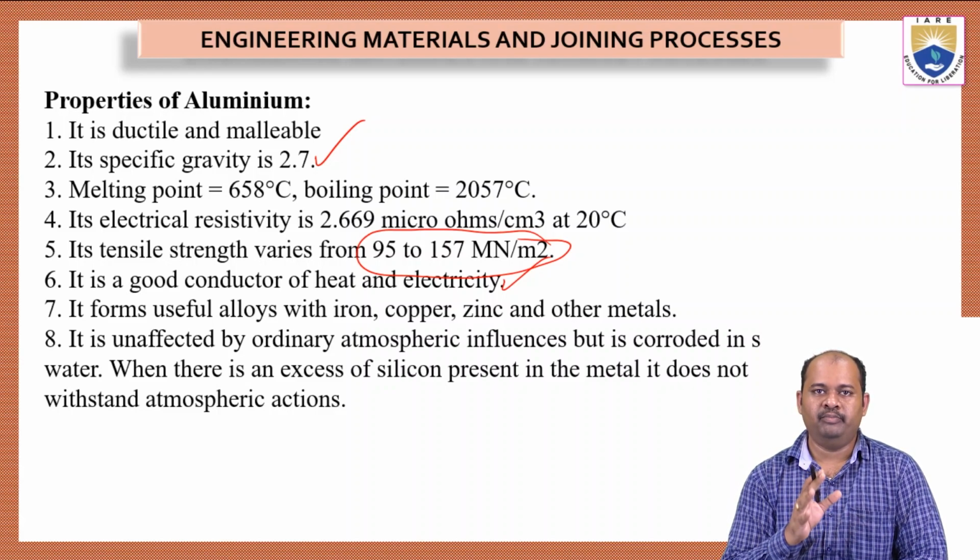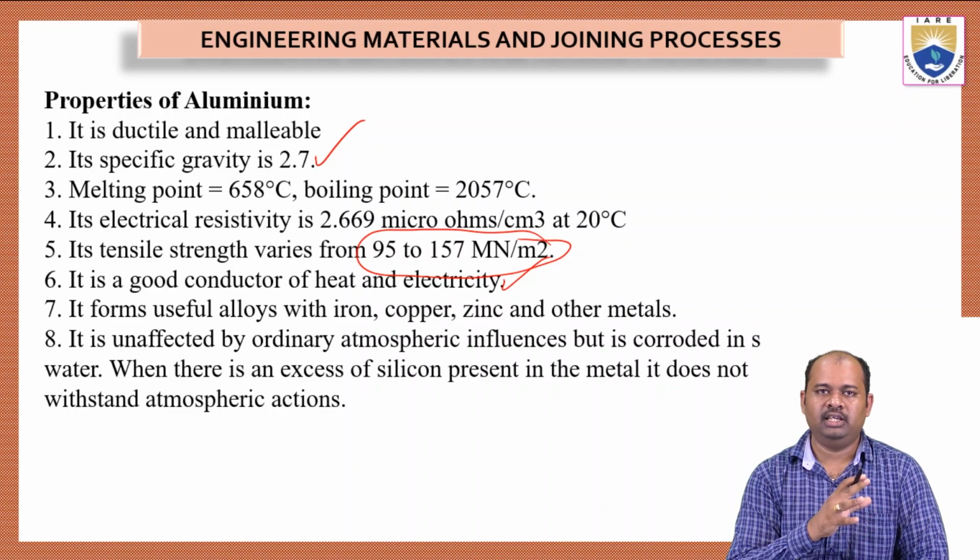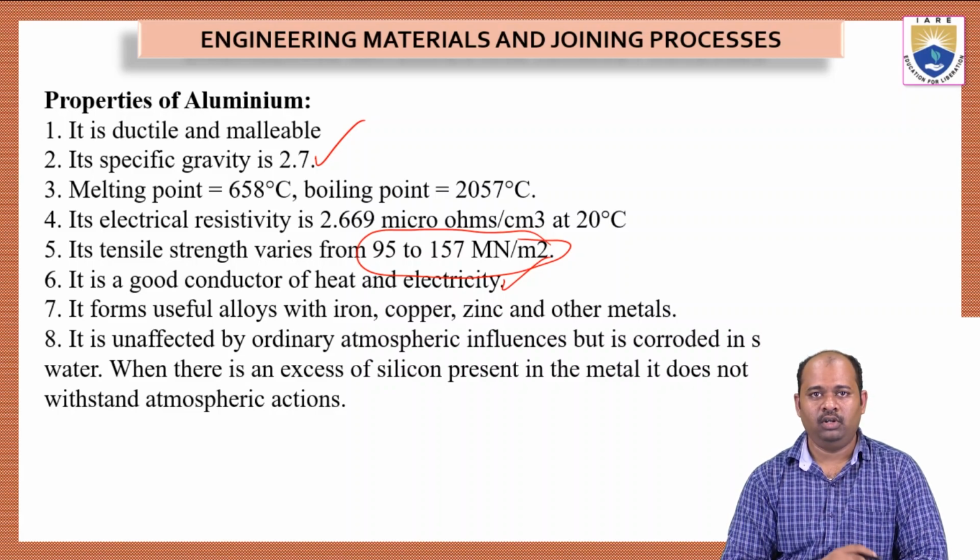One bad thing about iron is that it can form rust when it is subjected to oxygen in the atmosphere. Aluminum is not corroded by atmospheric oxygen. It is very resistant to atmospheric oxidation, but when aluminum comes in contact with seawater, it is very hard for it to withstand corrosion. It will be easily corroded.